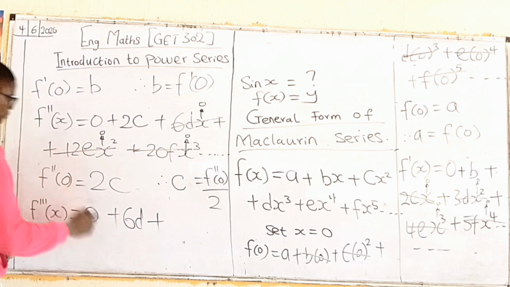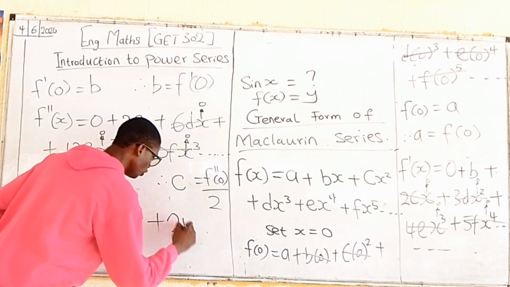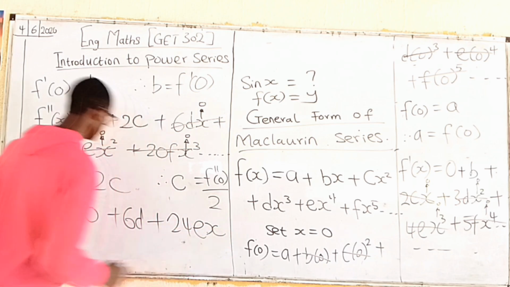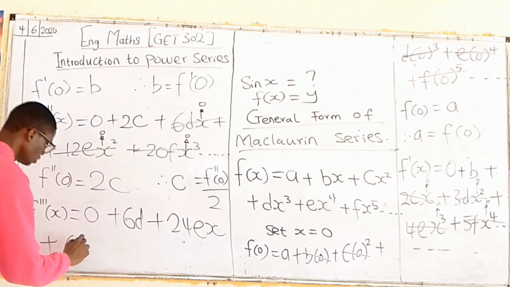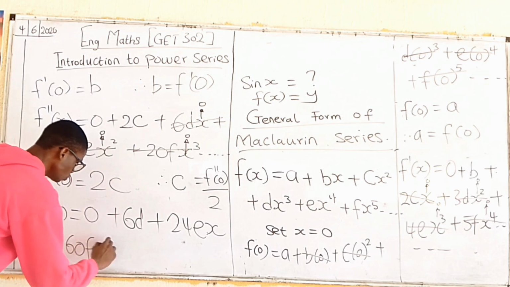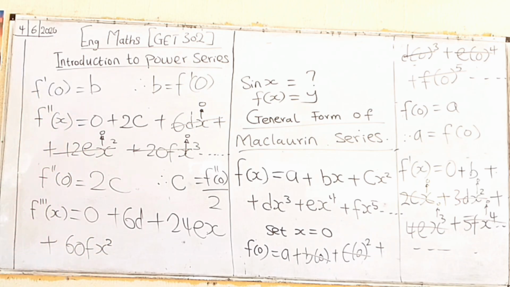For differentiating this, what do we have? You have 12ex. Are you sure it's 24? Okay, 24ex. Okay, plus 60, for differentiating we have 60fx squared. Okay. So that is what we have.